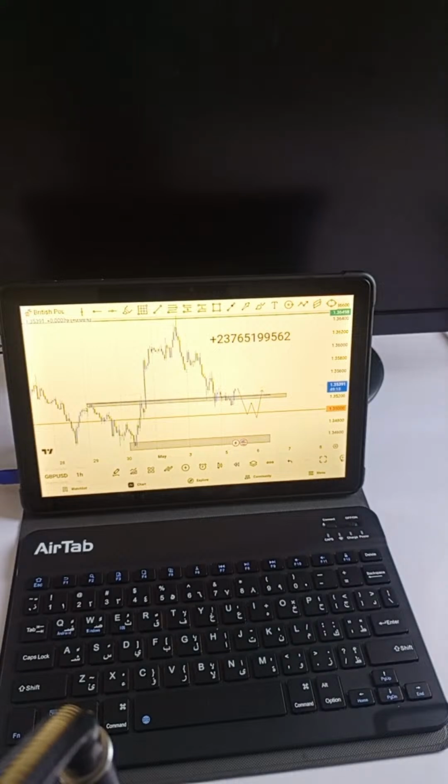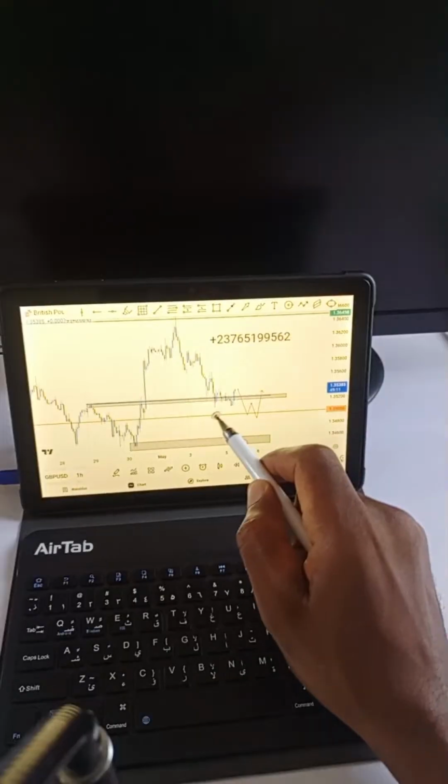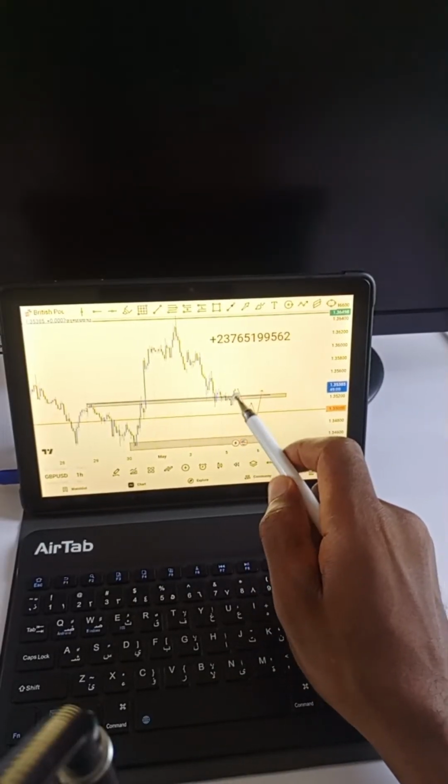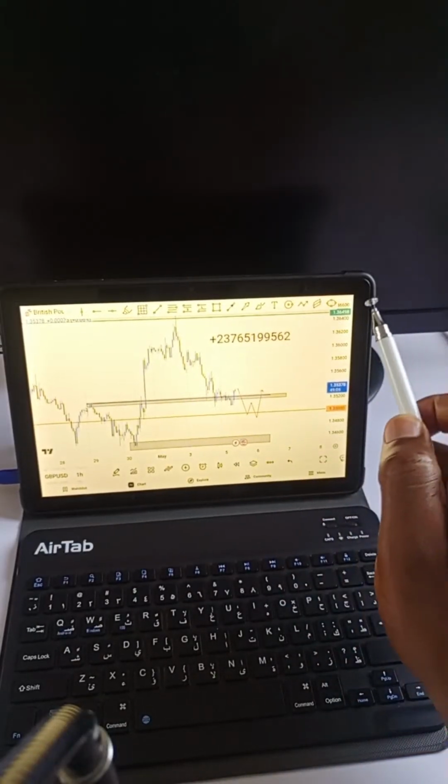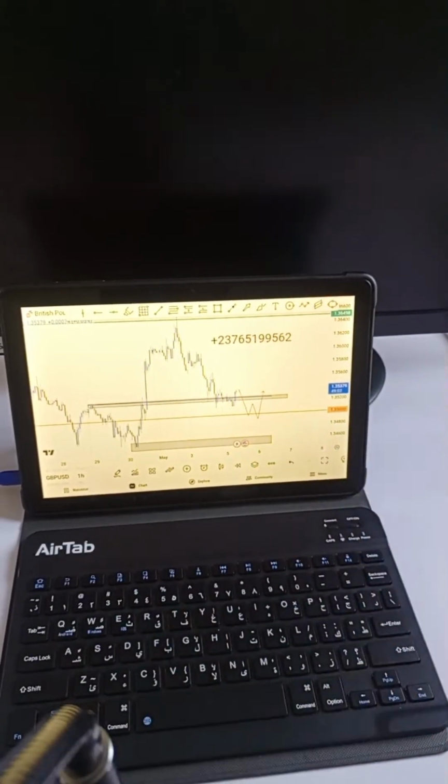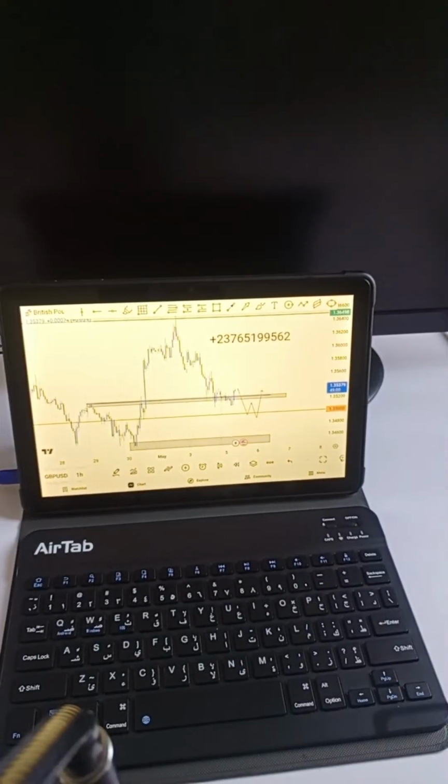So if price decides to pull off from here, we don't just do anything randomly. We wait for a good pullback to confirm that price wants to continue going up. Okay, and that's how we'll get our entries.